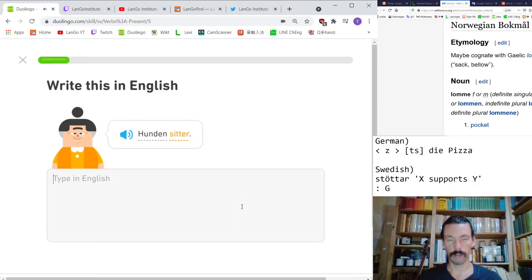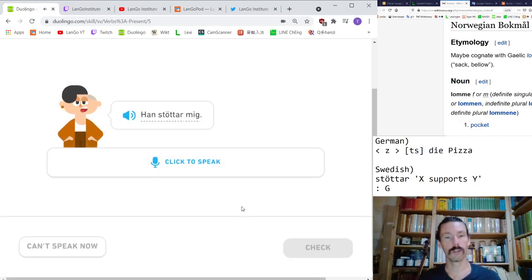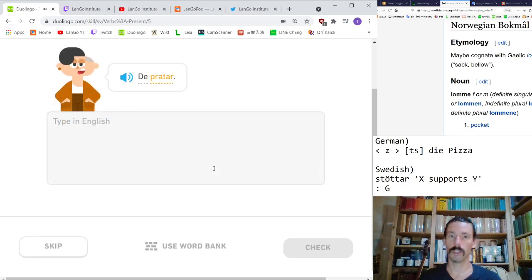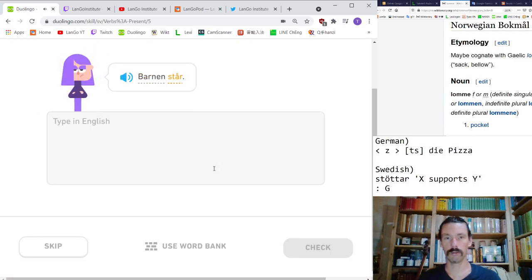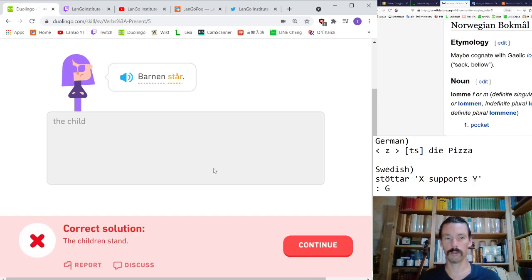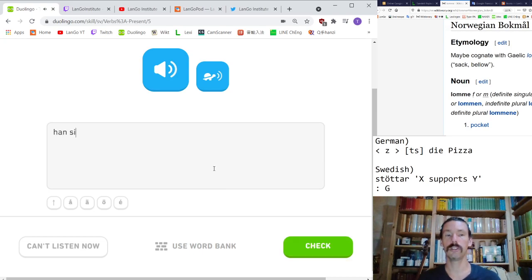Hunden sitter. Then, the dog, singular, definite. Sitter, inflected form of sit. Han stöttar mig. He supports me. Han stöttar mig. De pratar. They talk. Barnen står. The children stand. Barnen. Han sitter och hon står. He sits and she stands.